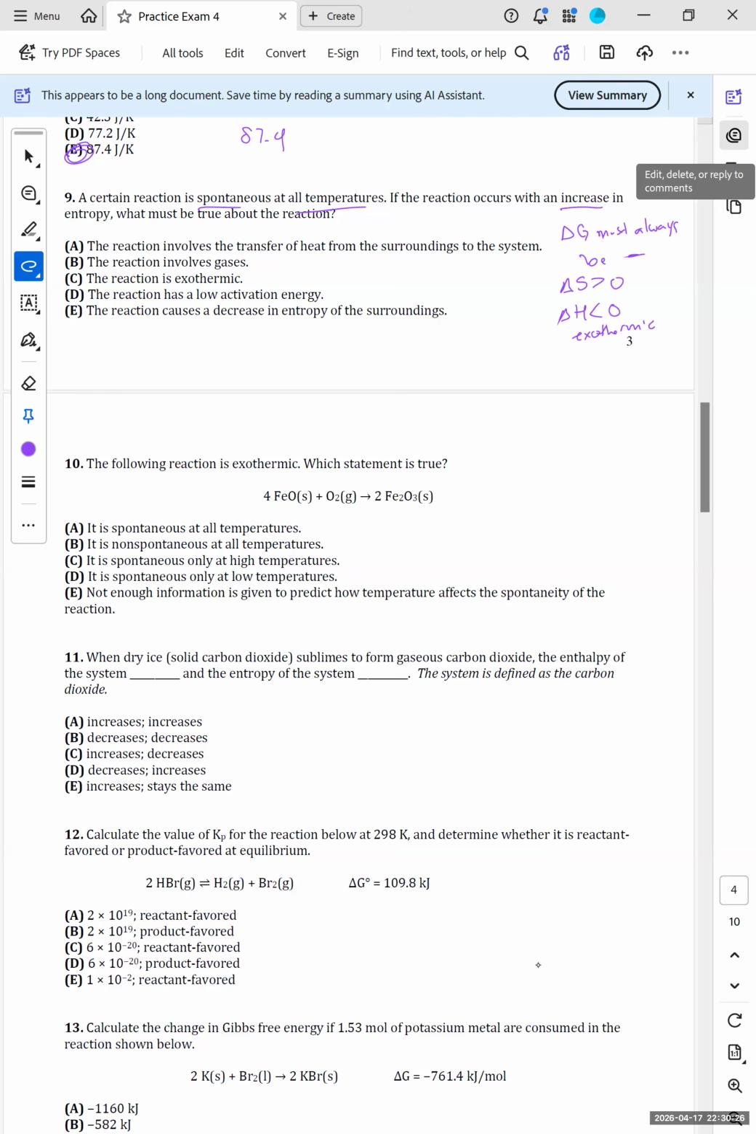All right, so this question is really asking what sign of the enthalpy must go with the reaction that is spontaneous at all temperatures when entropy is increasing. So since delta S is positive, the only way delta G stays negative at all temperatures is if delta H is also negative. So that must mean that the reaction is exothermic. So looking at that, the answer is C.